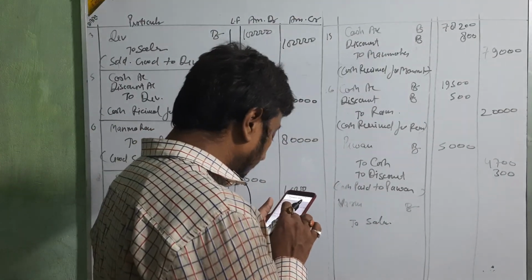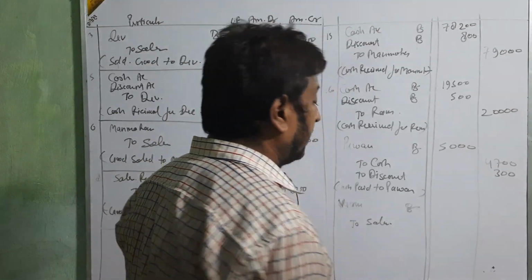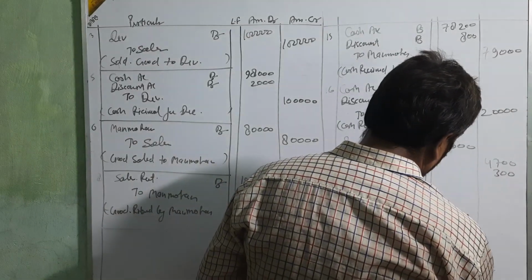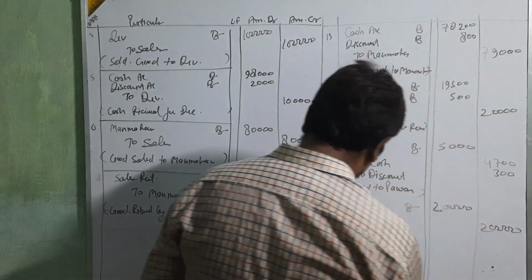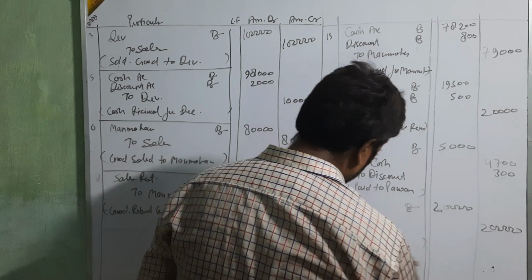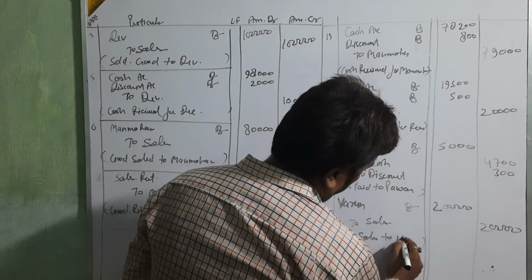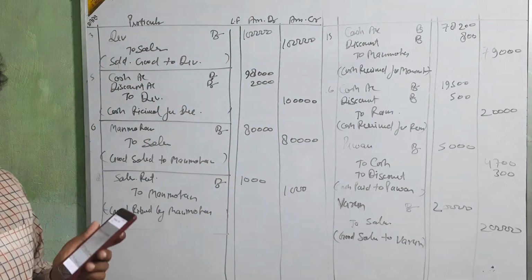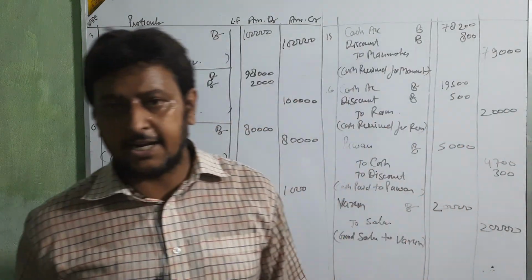25,000 is the main amount, 20% less. 20% of 25,000 is 5,000, and 5,000 less from 25,000 means 20,000. So the entry is for 20,000: Varun debit, goods sold to Varun. Okay? Clear? Up to this is clear or not?